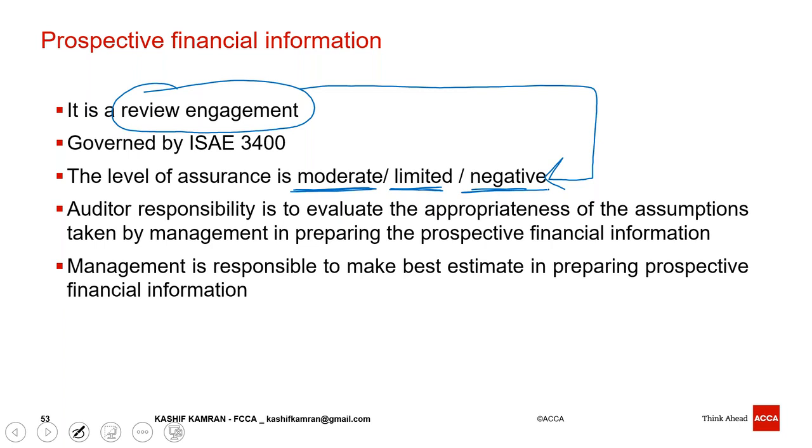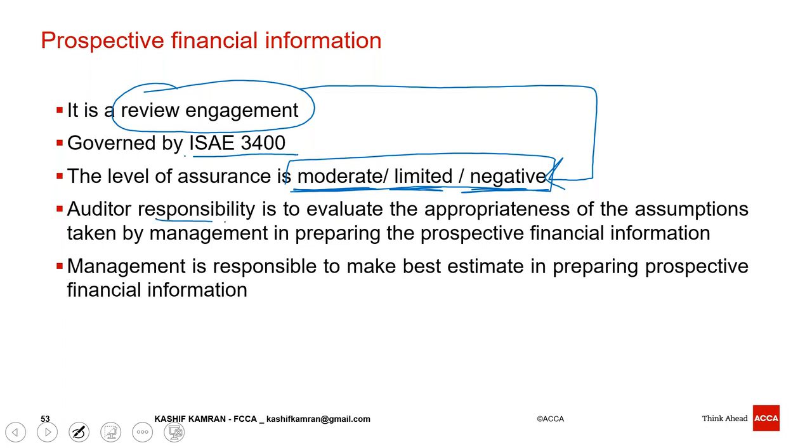Okay, so prospective is a review engagement, right? And a review engagement means a moderate level of assurance. Review engagements, like prospective financial information, are governed by ISAE 3400, so you should know the framework. Let's see, what is an auditor's responsibility when it comes to prospective financial information?